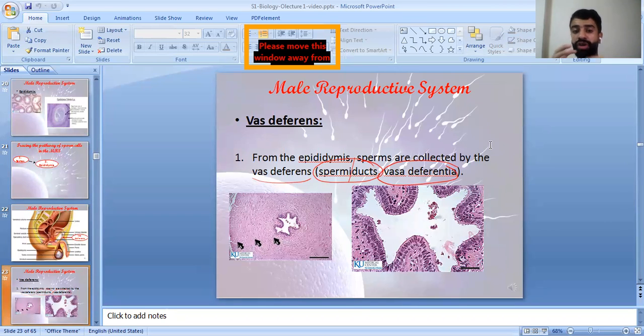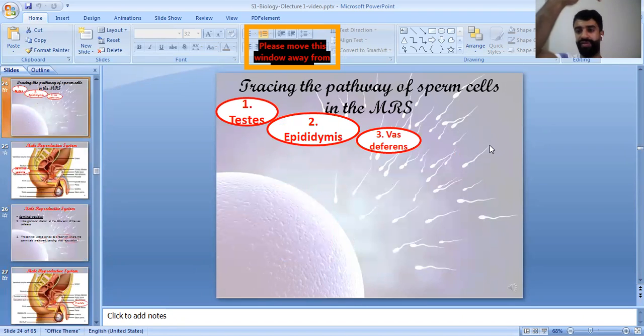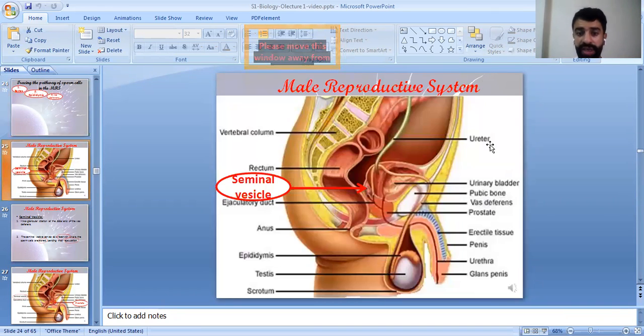Sperm cells are collected from the epididymis by the vas deferens. So you have three pathways. First, the testis, they move to the epididymis, which is the temporal storage site, and then they move to the vas deferens. Here we have the seminal vesicle.